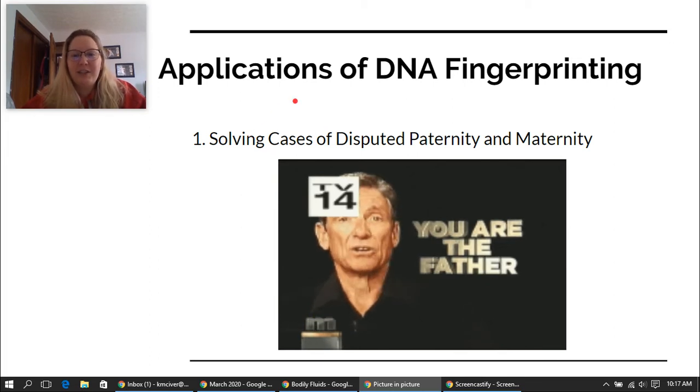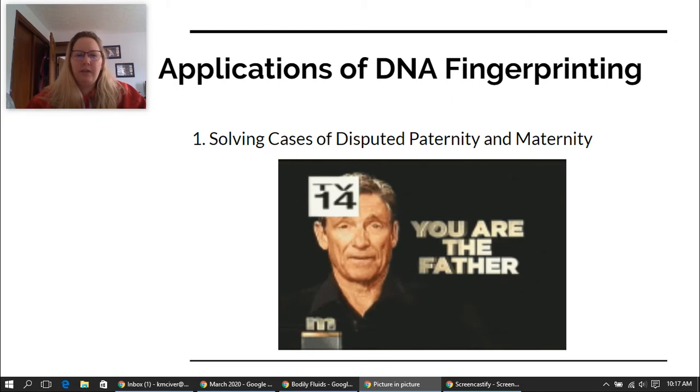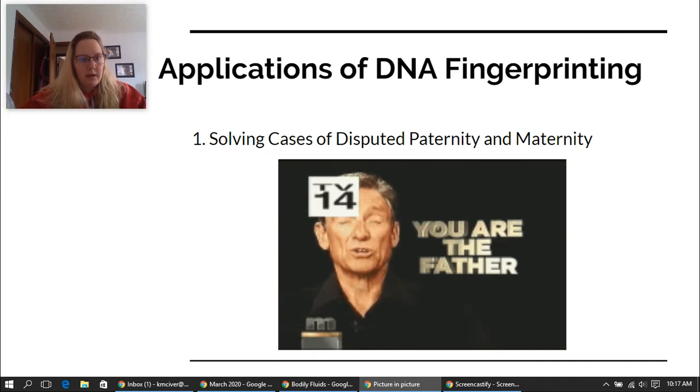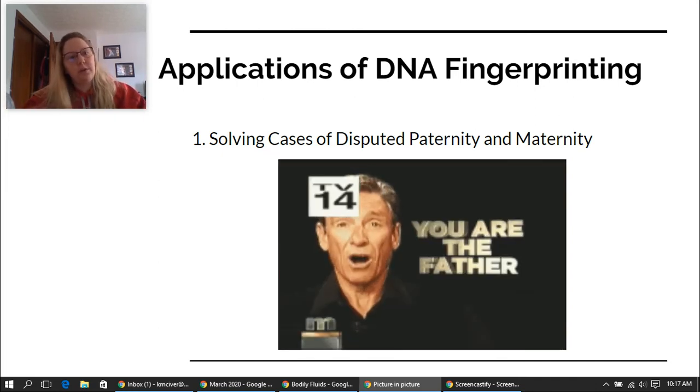The applications for DNA fingerprint, first is solving cases of disputed paternity, so father figure, or maternity, mother figure. So rarely we see cases of maternity because it's kind of hard for a woman to deny whether or not she had a baby. But maternity comes about in adoptions. So people that are going back to look for their birth mother go through maternity.